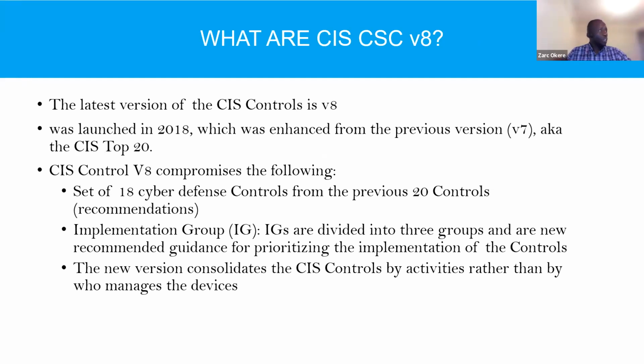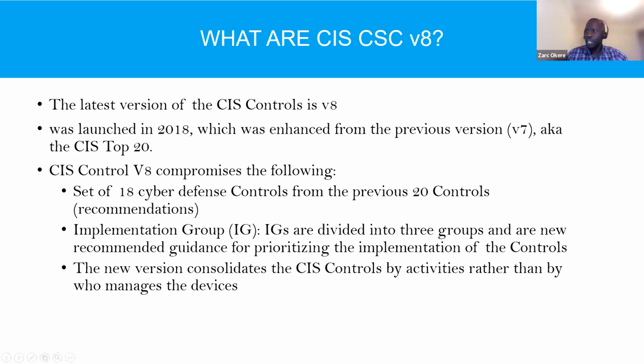Version 8, launched in 2018, took over from version 7. We are going to look at the changelog, what changed from version 7 to version 8. There were 20, but now there are 18. So they are a set of 18 cyber defense controls from the previous 20, and now they are divided into implementation groups. As you're going to see, we have implementation groups 1, 2, and 3, and depending on the size of the organization, the number of people, and the equipment that you have, it's going to determine which implementation group you're going to use.